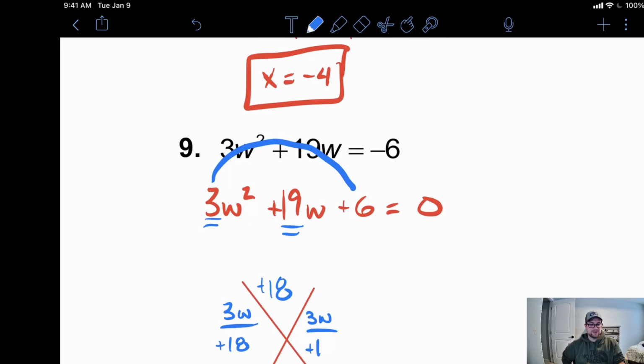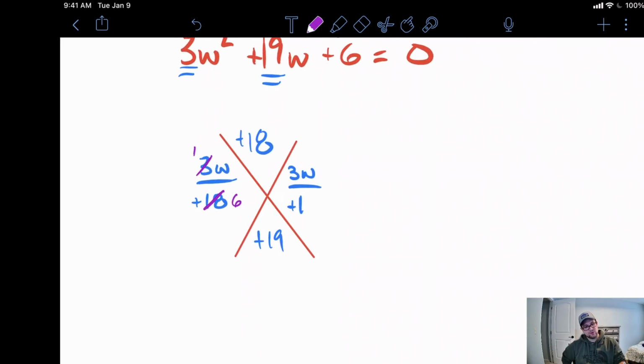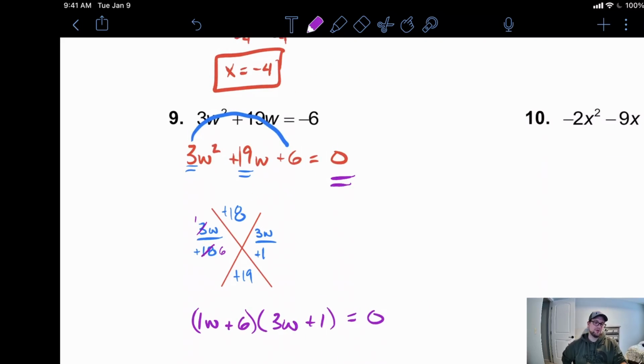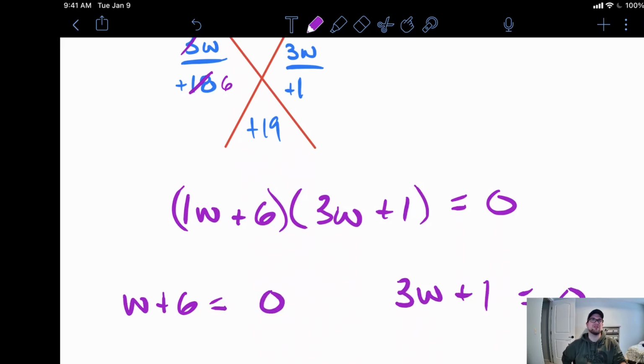Now, before we sit there and write out our factored form, remember we need to reduce the fraction. So this would be 1 over 6. So my factored form of this will be 1w plus 6 times 3w plus 1, and that's going to be equal to 0 because the original was equal to 0. Now at this point, you just need to solve. So w plus 6 equals 0, and 3w plus 1 equals 0.